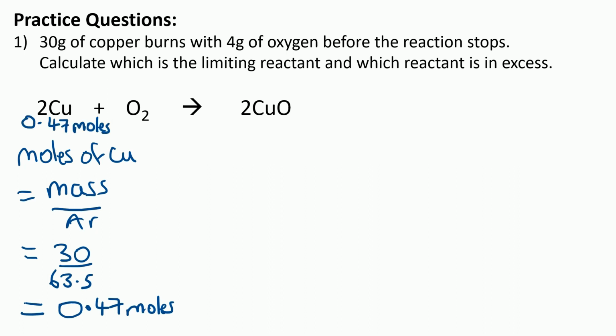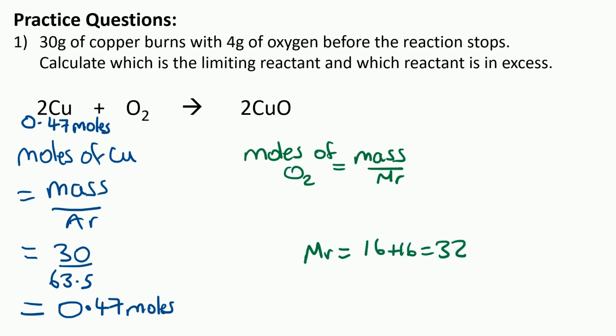And then we do the moles of oxygen, which this time is mass over Mr because we've got a molecule, 2 oxygen atoms joined together. And the Mr is 32. So we put that into the equation. The exam question tells us we've got 4 grams of oxygen. So it becomes 4 over 32, which is 0.125 moles.